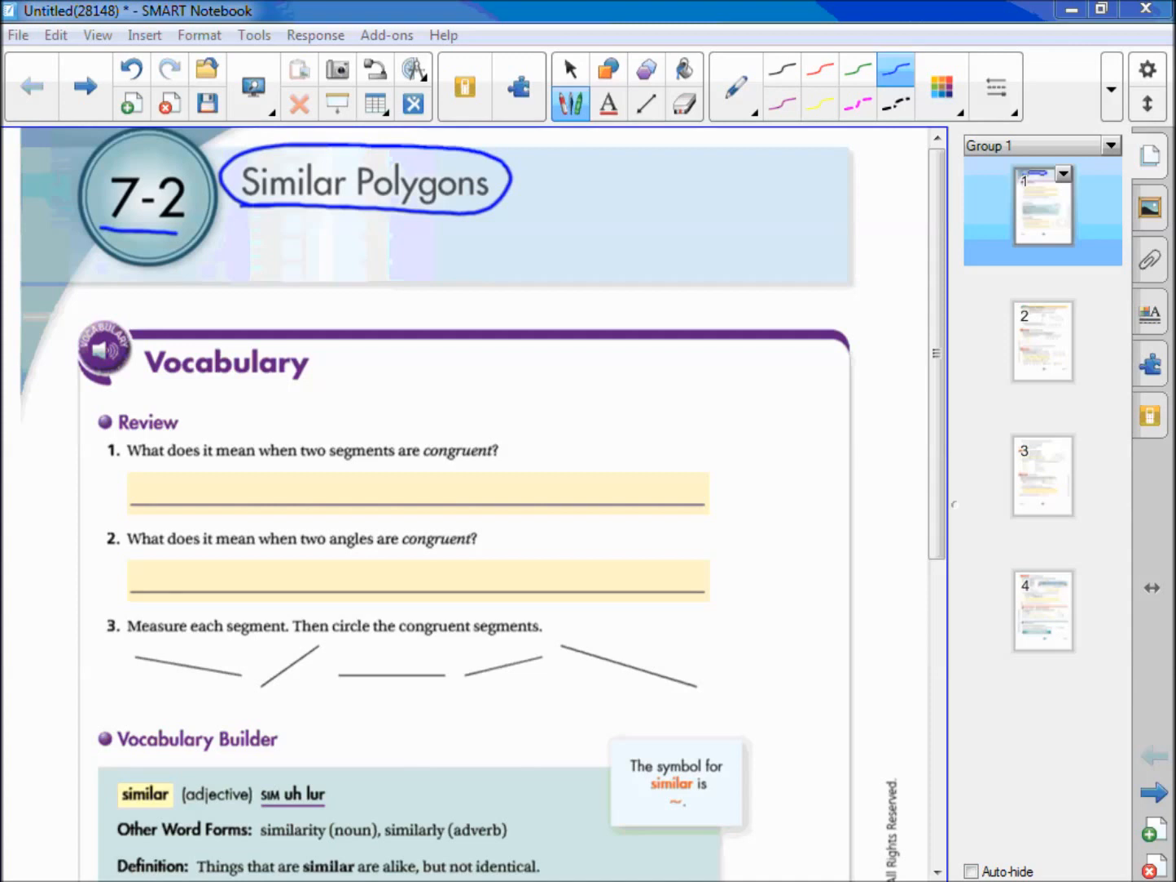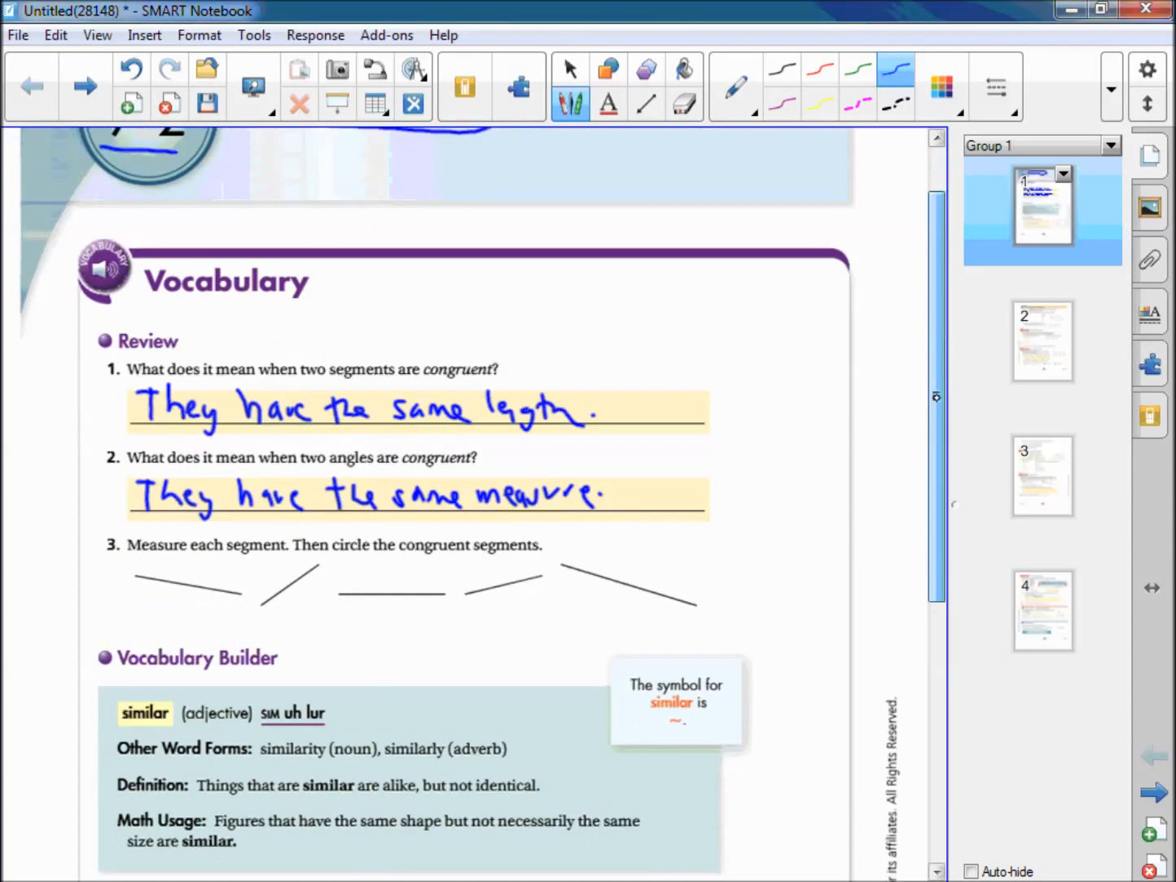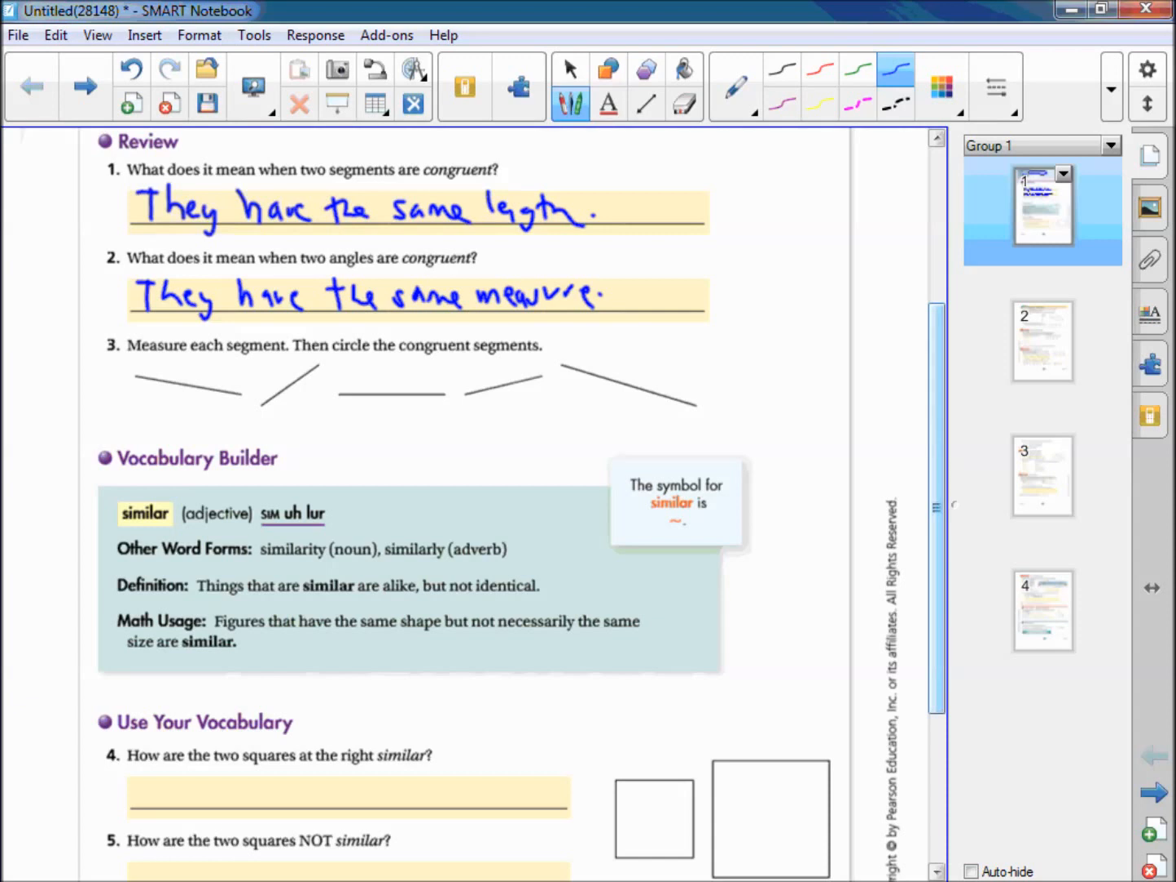All right, so what does it mean when two segments are congruent? It means that they have the same length. And what does it mean when two angles are congruent? It means they have the same measure. Okay, so both are like 30 degrees or whatever. So same length, measure it with a ruler, they should be the same. And for angles, they have the same measure, so measure it with a protractor, they should have the same degree measure.